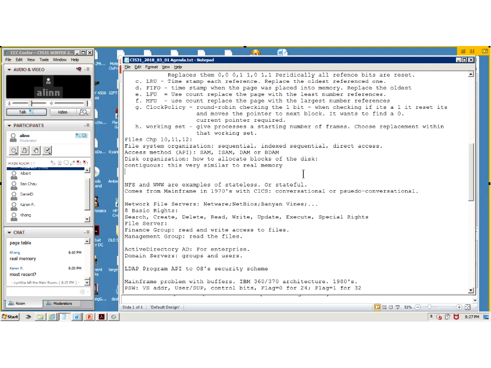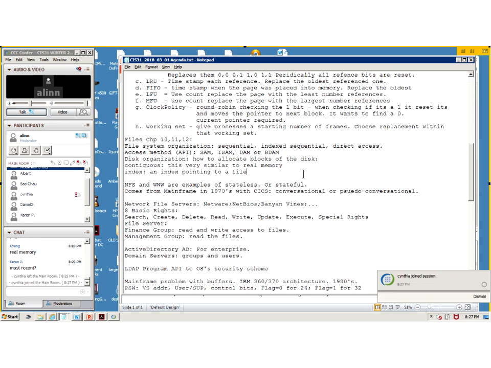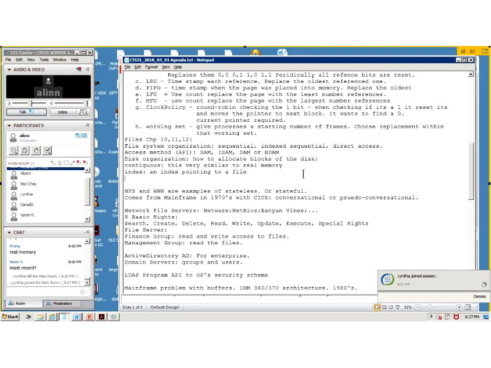Then we had index, where you had an index pointing to a file. So you would have an index and a file, so an index block and a file block. And then we had the idea of file block mapping.